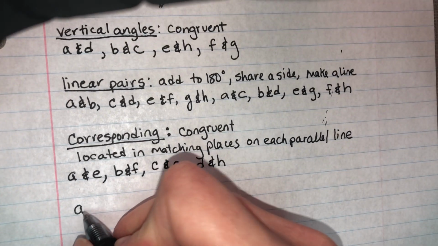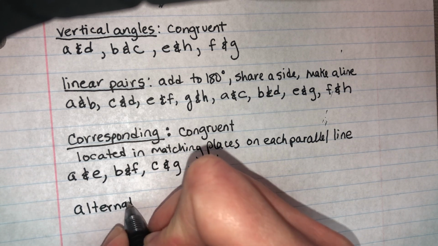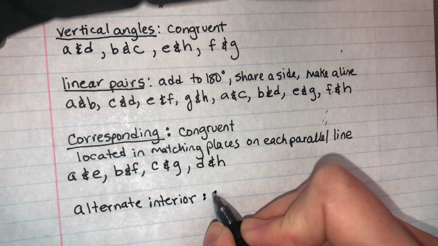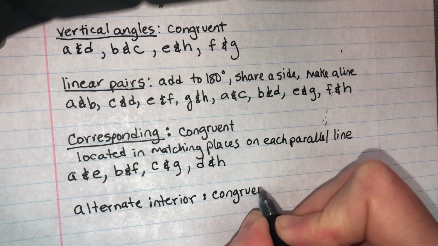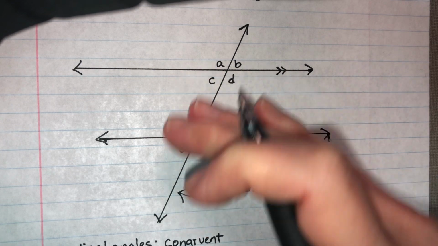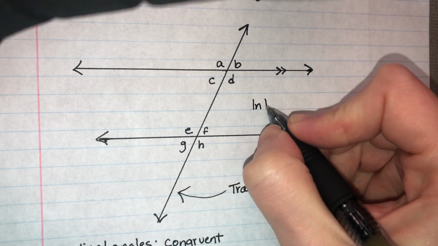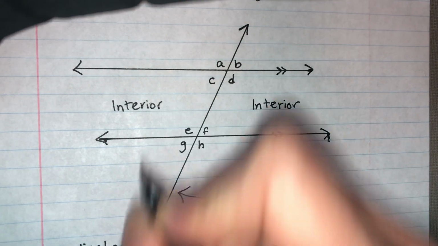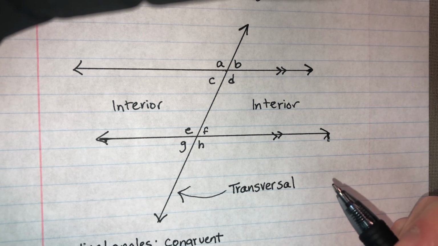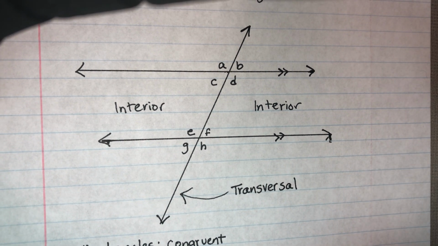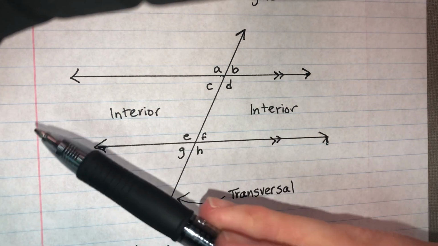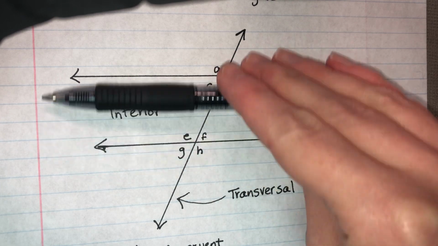Next, we're going to talk about alternate interior angles. They are congruent, and you will find them in between the parallel lines because this is considered to be interior of the parallel lines. Remember, the word interior is kind of like inside. If you're in the interior of your home, you are inside of your home. If you're in the interior of your classroom, you're inside of your classroom. So the interior angles are the ones between the parallel lines, inside of them.